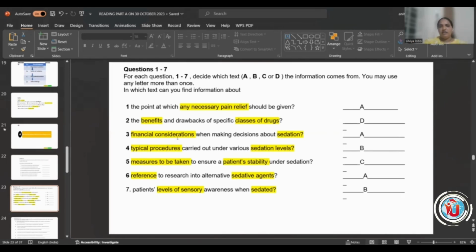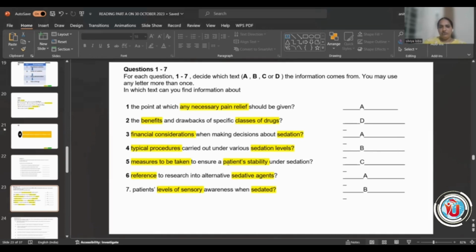Third one, financial consideration when making decision about sedation. So here sedation comes under which text? We have to see that one. Typical procedure carried out under the various sedation levels. Here also levels is there. So we can easily understand which text we have to see.